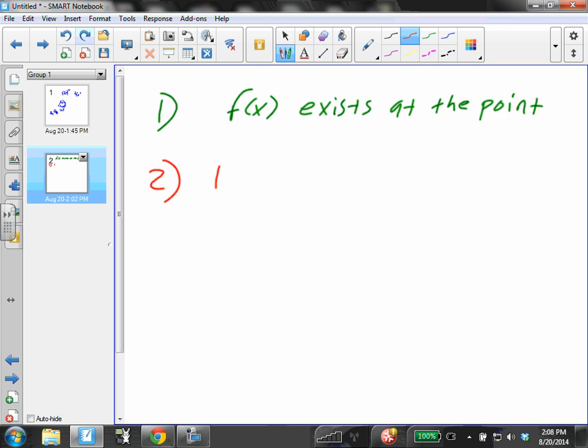The limit exists, okay? So the limit as x approaches whatever point A, right? I'm going to use the variable A, it could be any point. The limit has to exist at A for the function, okay? And what this is going to do is eliminate the possibility for a jump discontinuity, because part one requires that the function actually exists.